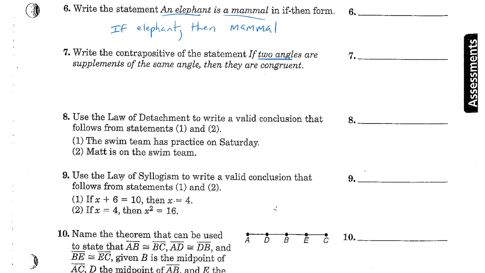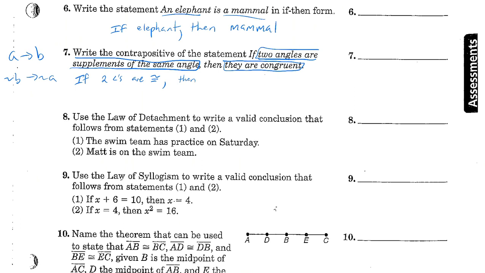So we have if, and then the hypothesis is 2 angles are supplements of the same angle. That's the if part. Okay, then they are congruent. Okay, so sorry, it's the contrapositive, I apologize. So contrapositive is when you take an A implies B and you negate and flip the order. So it's not B implies not A. So I'm just going to add the word not here.